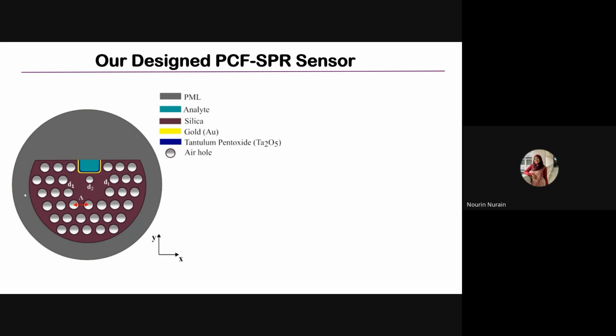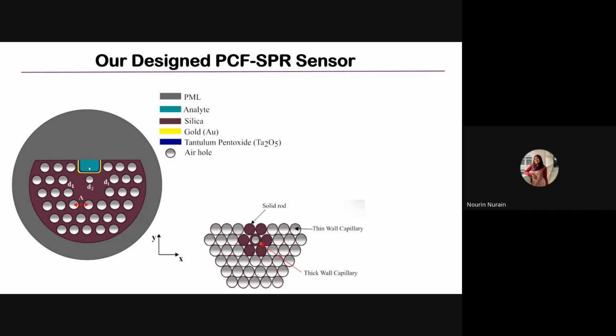The main motto behind making the channel a D-shaped channel is to reduce the amount of gold needed and the amount of analyte needed. This region here is the analyte, meaning the liquid which we intend to detect. So this is the lattice structure of the air holes and the silica glass, which can be fabricated through the stack and draw method.